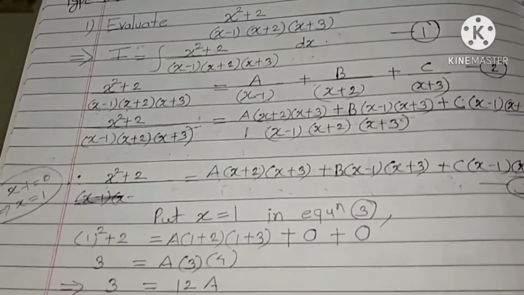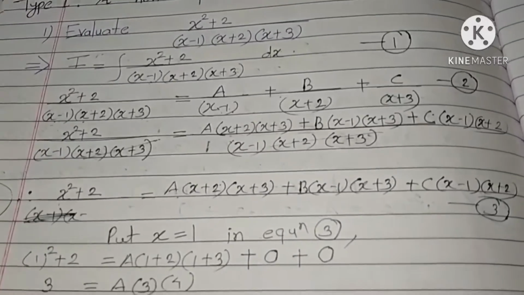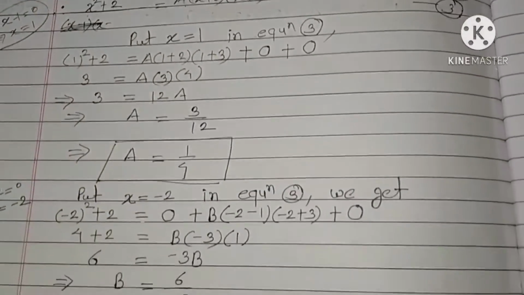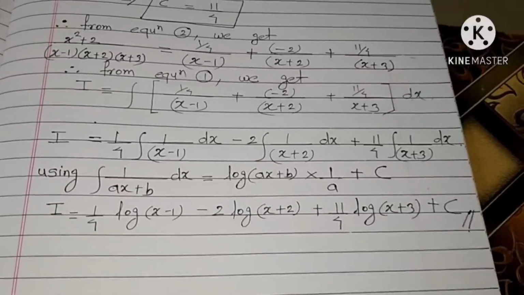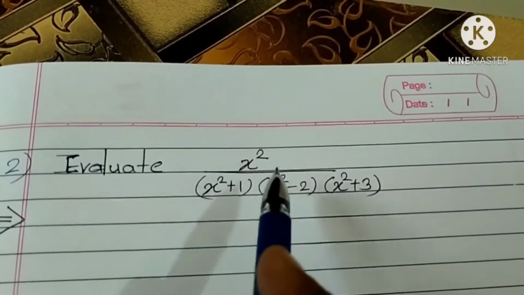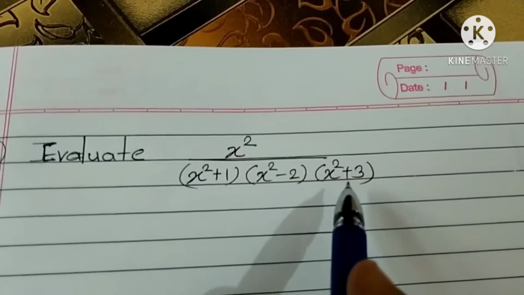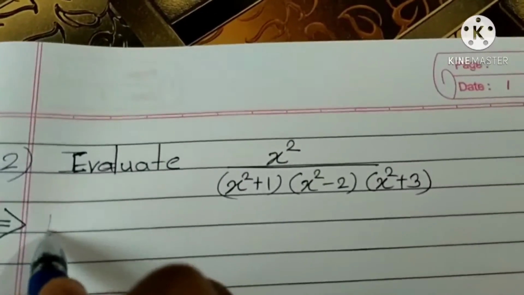First we reduce this rational form into partial fractions, then we find three unknowns, that is A, B, C, and then we get our required answer. Now we move to our next example. Evaluate x square upon (x square plus 1)(x square minus 2)(x square plus 3). So first we take it I.